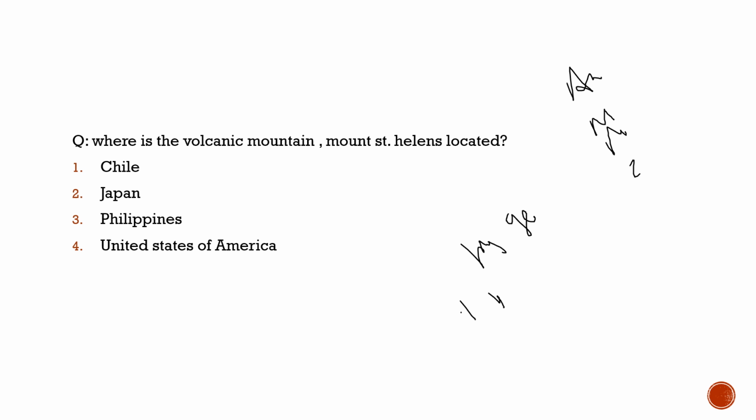Here the question says, where is the volcanic mountain Mount St. Helens located? This seems a very English name, and if we look at the options, we can give a layman's guess, which would be the United States of America, and this is the correct option.